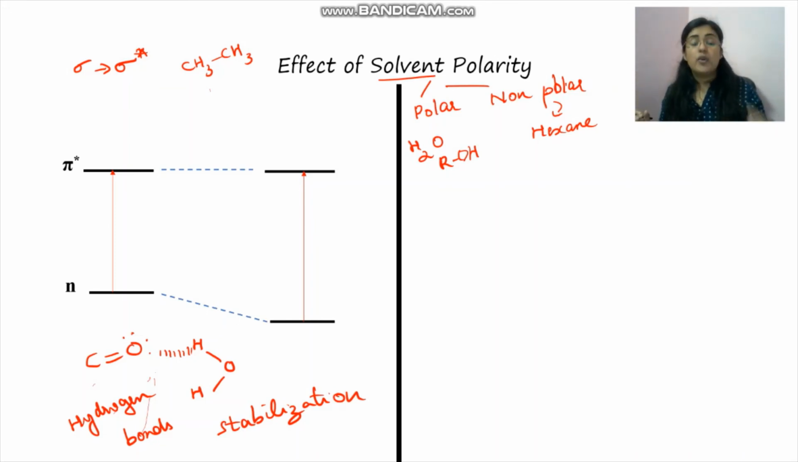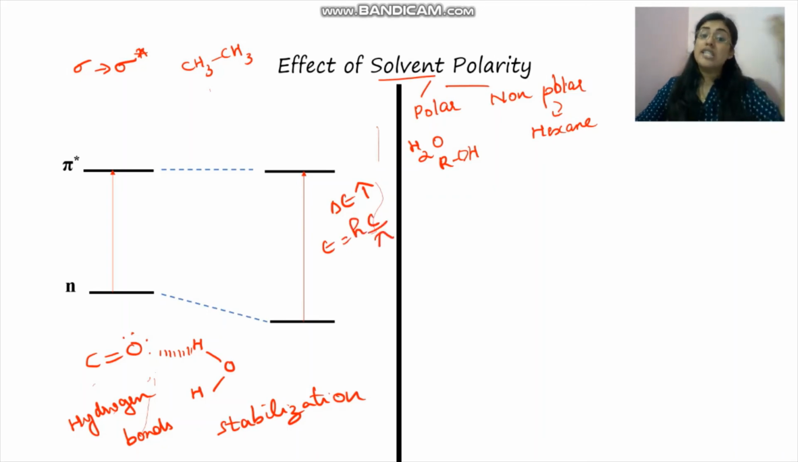As a result, you can see that the overall energy difference between n and pi star increases. The energy gap that I have here, this energy gap delta E, has increased, which means that as energy, we know that E equals hc by lambda. So as my energy increases, my lambda value decreases. If lambda decreases, we saw that lambda is shifting to a shorter wavelength, which means this is a blue shift.